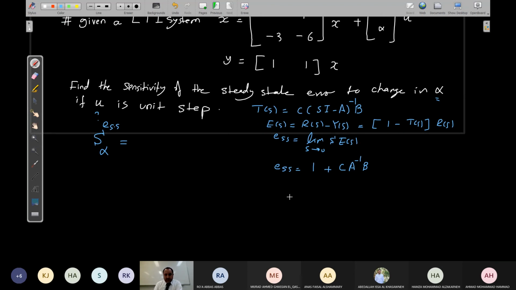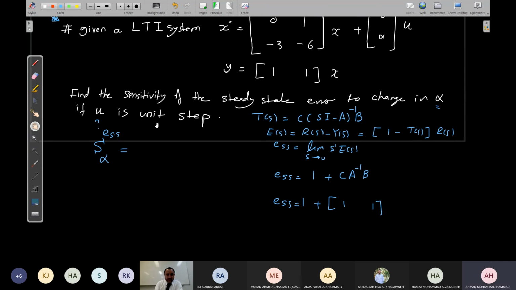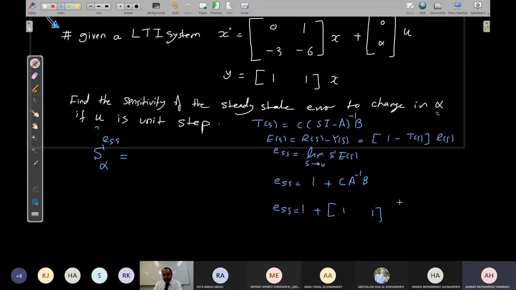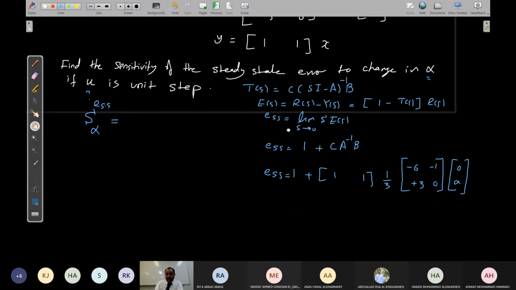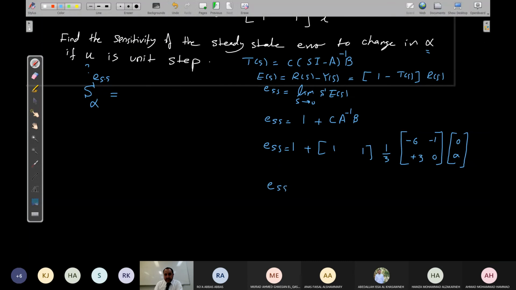So E steady state will equal 1 plus C times A inverse times B. The determinant is 1/3. So 1/3 multiplied by the inverse of this matrix: I switch those, minus 6, 0, and toggle the sign for the others, multiplied by B, which is 0, alpha. Now, if I do the math, E steady state will equal 1 minus alpha over 3, or 3 minus alpha over 3.